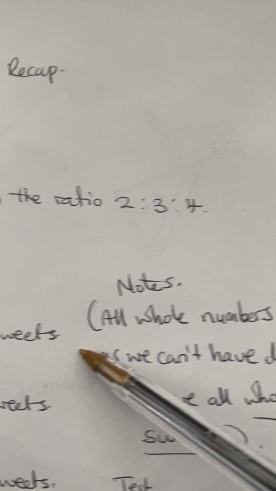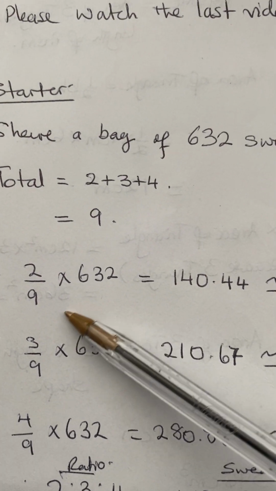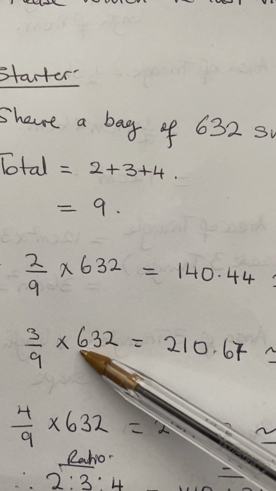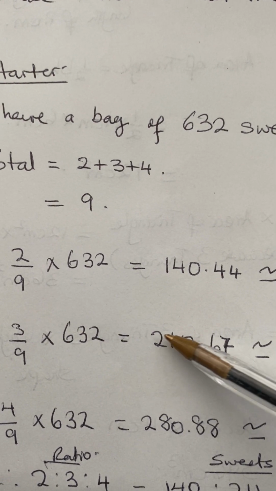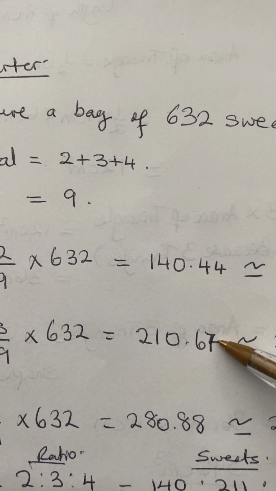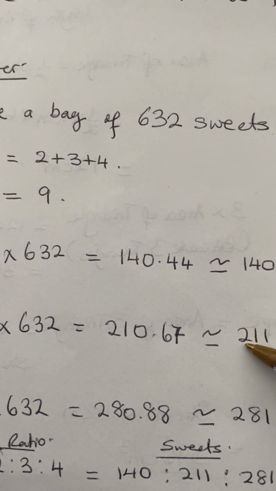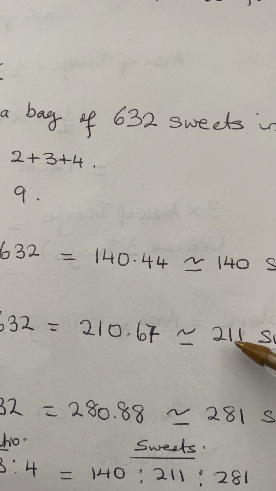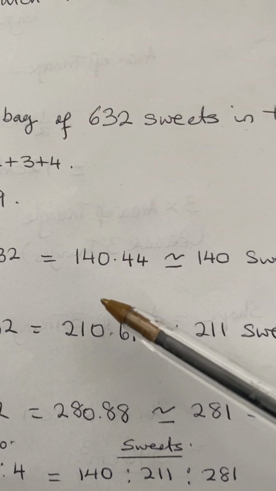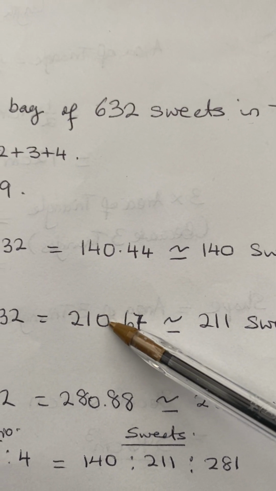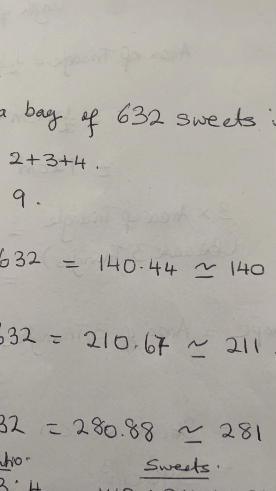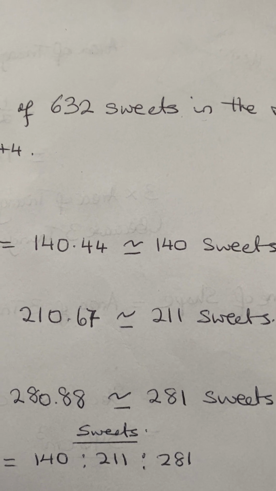Now, the 3 portion, if you do it correctly on the calculator, you should get 210.67. To the nearest whole number will be 211 sweets, as you can't have 210.67 sweets. So you round off to the nearest whole number.